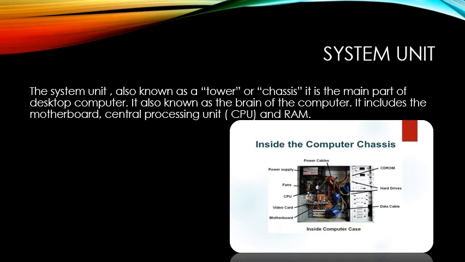System unit. The system unit, also known as the tower or chassis, is the main part of a desktop computer. It is also known as the brain of the computer. It includes the motherboard, the central processing unit, which is the CPU, and the RAM. As we can see inside the computer chassis, we have the power cables, the CD-ROM, the hard drive, data cable, the motherboard, the video card, the central processing unit, the fans, and the power supply.